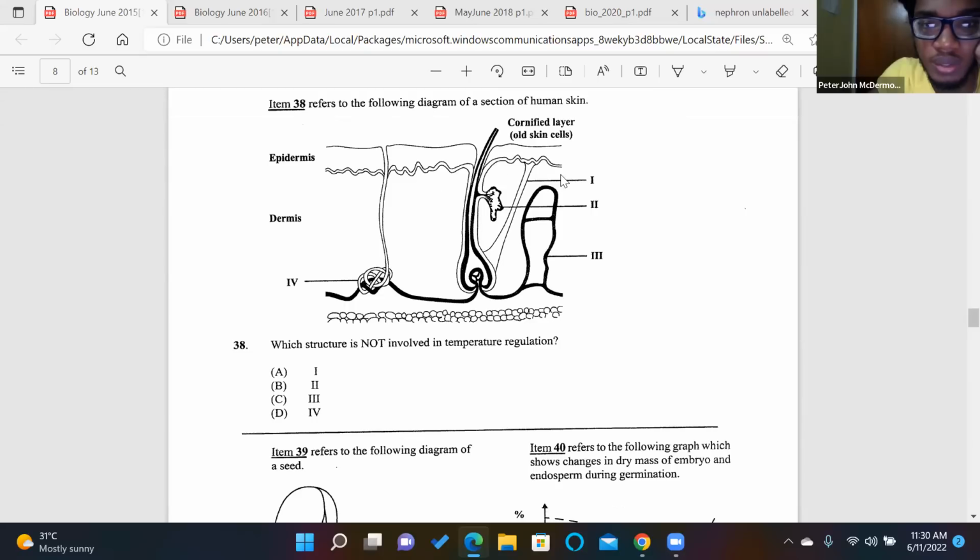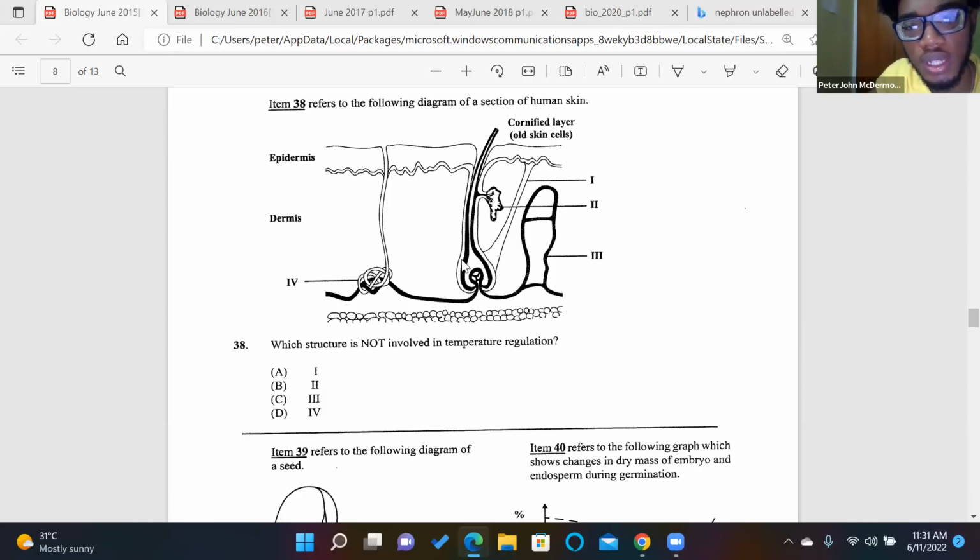Which structure is not involved in temperature regulation? 1, 2, 3, or 4. Let's look. All right, so which one is not involved in temperature regulation? 4. 4 is a blood vessel? Or 4 might be the gland. Isn't this a sebaceous gland? This is the hair. Oh no, this is the blood vessel.